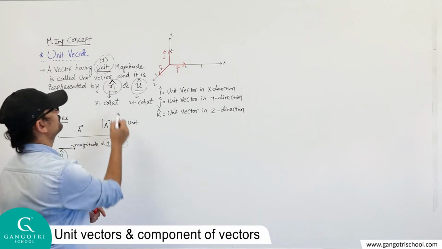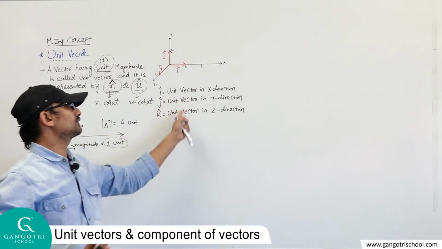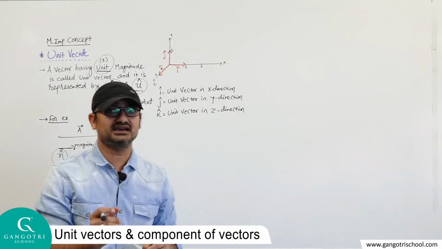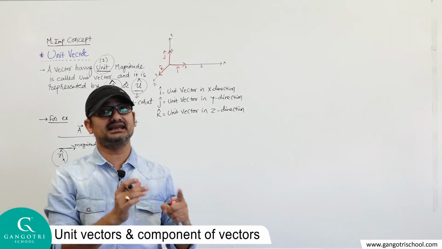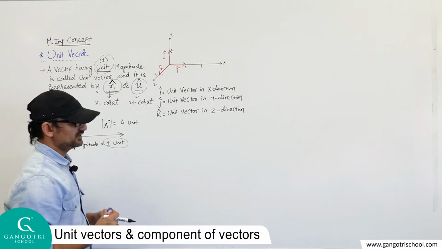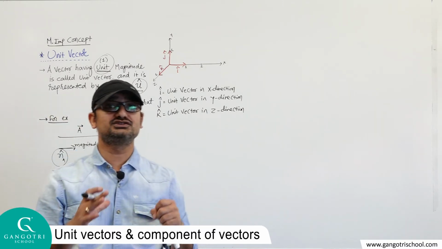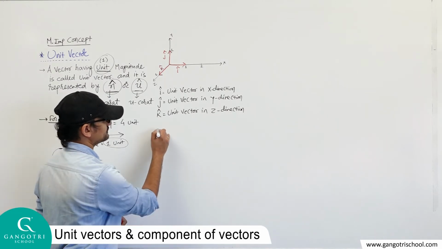Always remember, if you forget other symbols, it's okay, but do not forget this symbol. i caret, j caret, and k caret are the unit vectors in the x, y, and z directions respectively. Now, as I said earlier, this topic will change the chapter. You will realize after this. Look here.